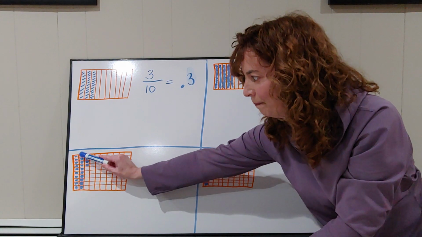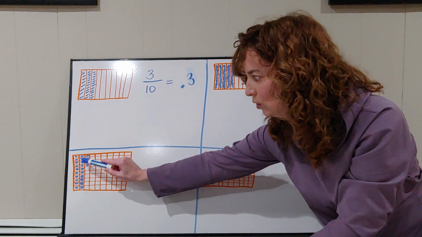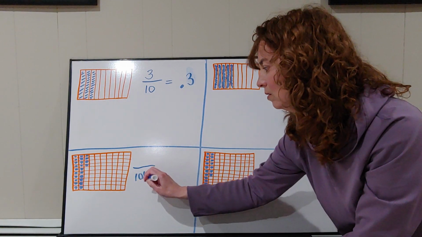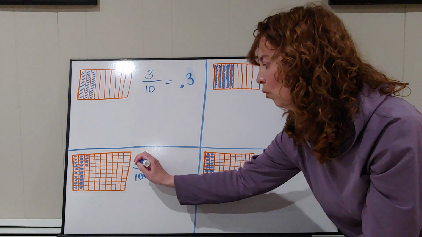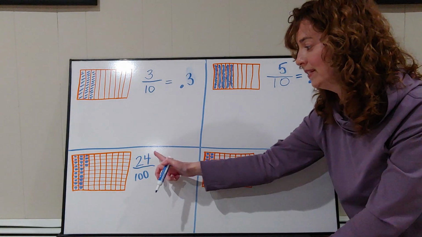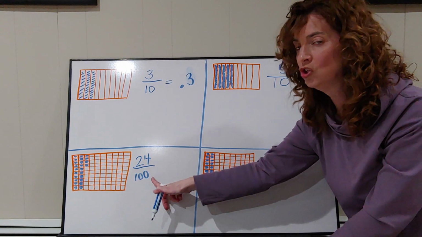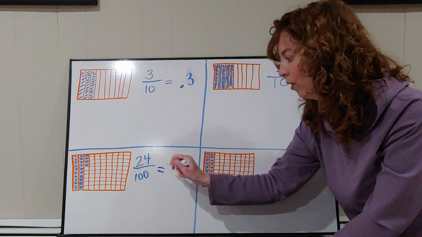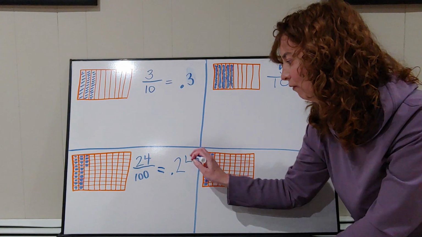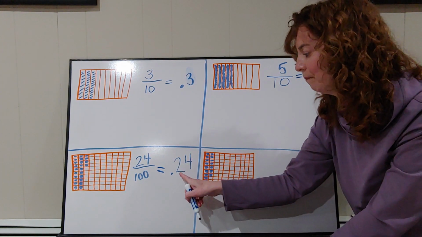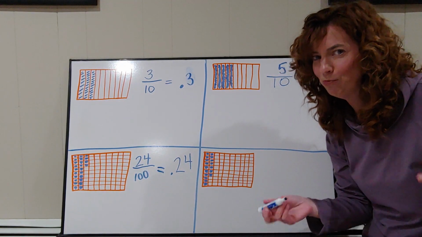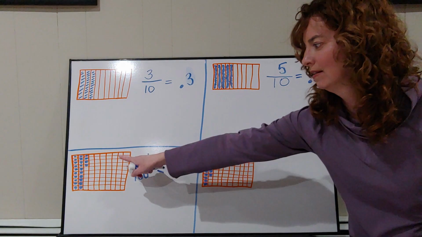So that's 10, 20, 21, 22, 23, 24. So we know there are 100 squares altogether, and there are 24 shaded. So when we say this out loud, we say 24 hundredths, which equals decimal point 24. So when you say this out loud, you would say 24 hundredths. Get it? The hundredths column is broken into 100 boxes.